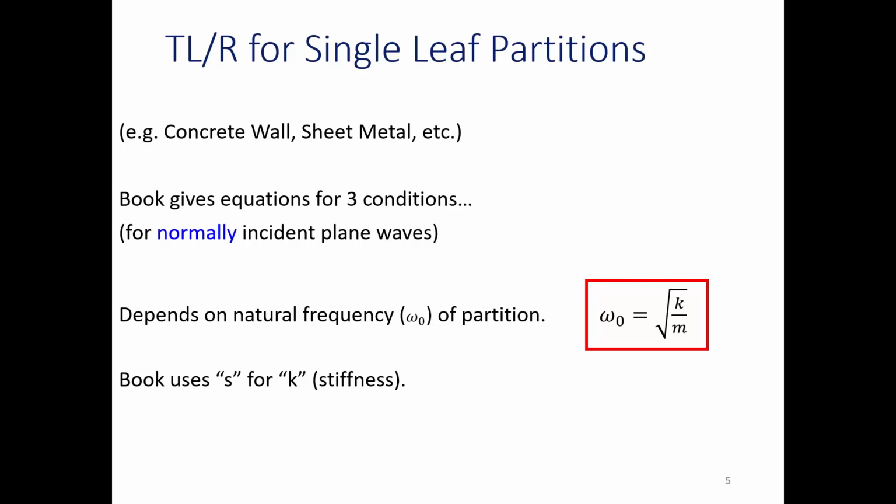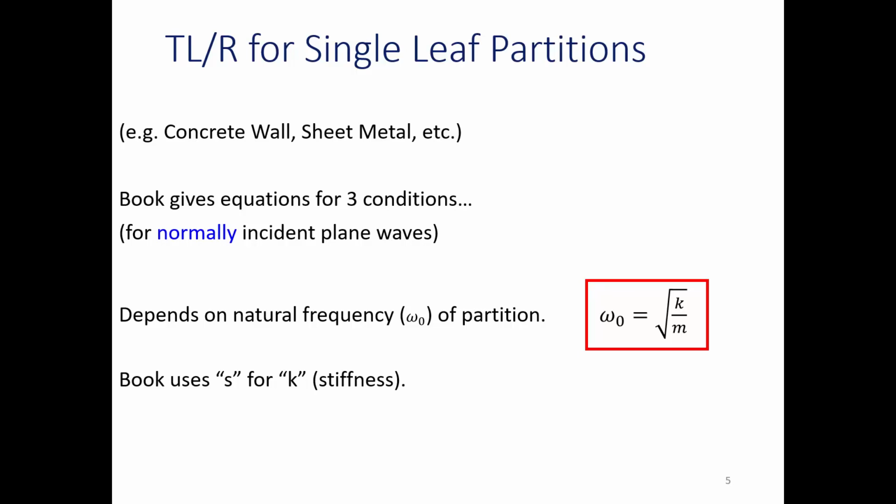Okay, we're back. Now we're going to start with learning some ways to predict what partitions are going to produce for transmission loss or sound reduction. We'll begin with single leaf partitions. For example, this could be a concrete wall, sheet metal, something like that. The book gives 3 different conditions, and it starts with normally incident plane waves.